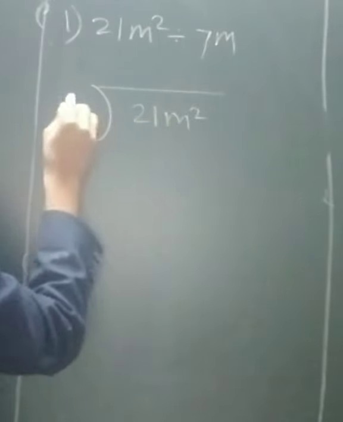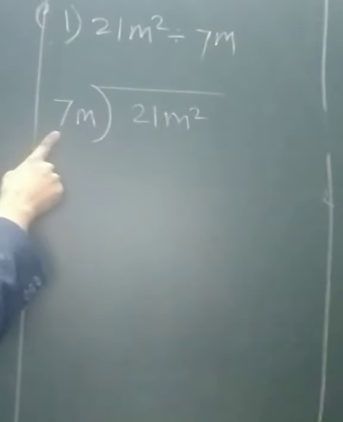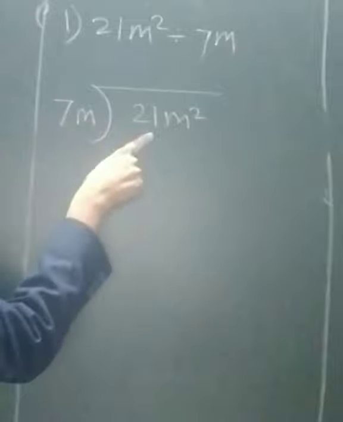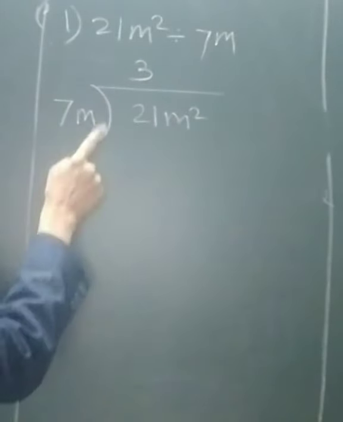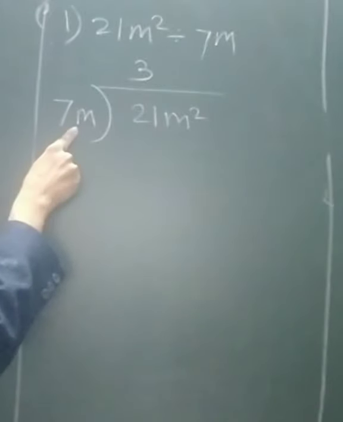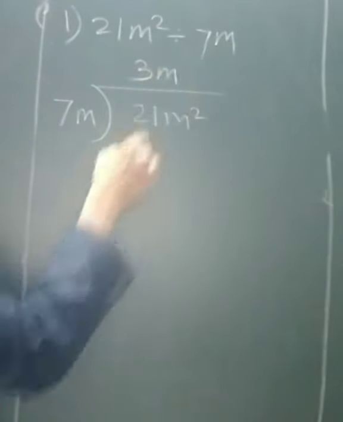21m square divided by 7m. Now we need to convert the 7 into 21. So 7 3s are 21. That's why I am going to need 3. Okay, in the question, I have one m and we need m square. So that means we need one more m.